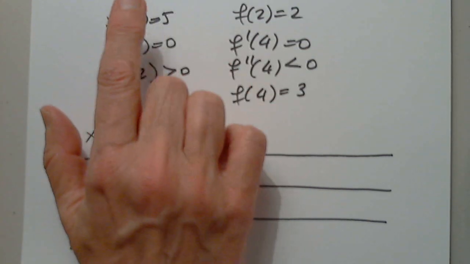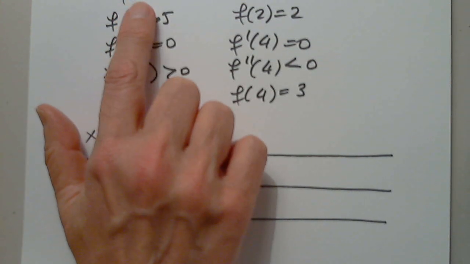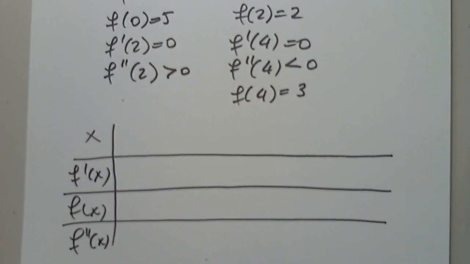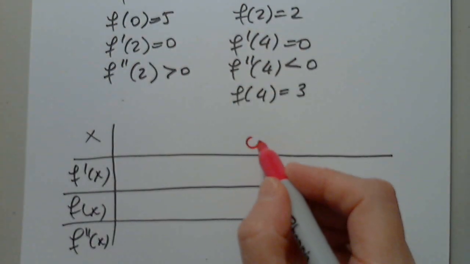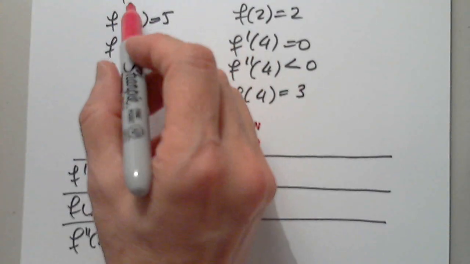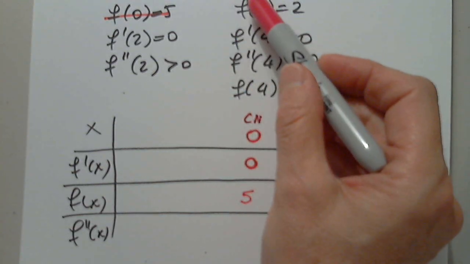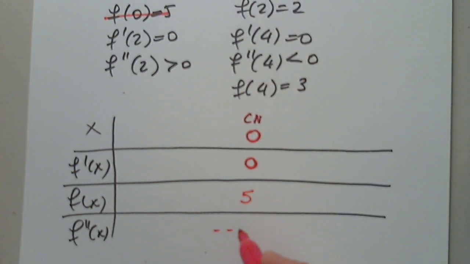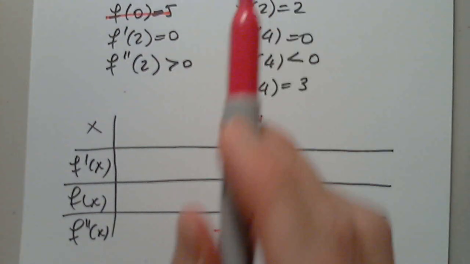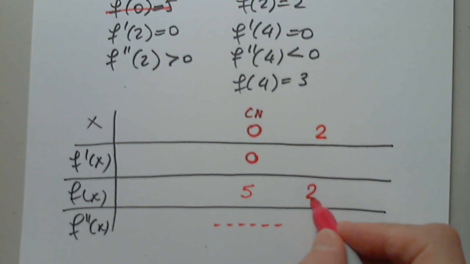F prime of 0 is 0 means the derivative at a value is 0, meaning this is a critical number for the function. So at 0, f prime is 0. So this must be a critical number, and this is done. F of 0 is 5. Fine. Done. The second derivative at 0 is negative. Done. F of 2 is 2. Done.